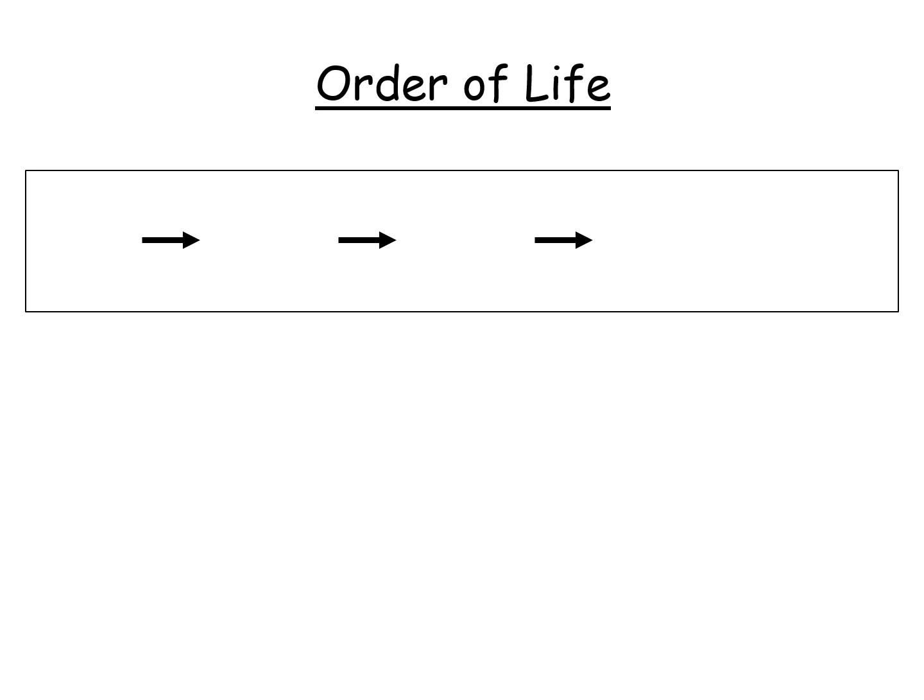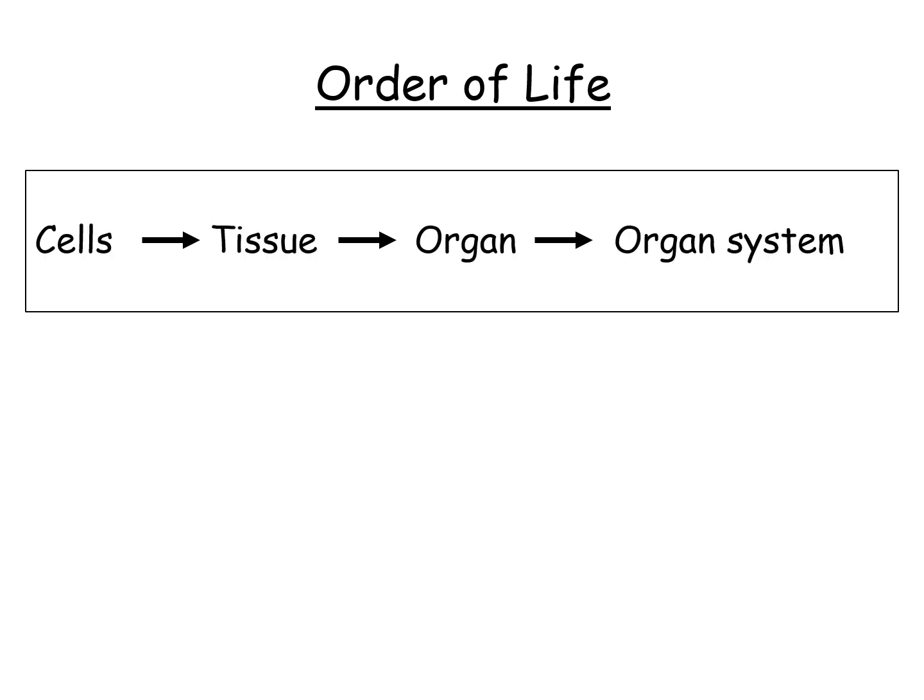Here we have a summary of what we call this order of life, looking at how cells progress up into organ systems. To recap this, we've said that cells join together to form tissue. Multiple tissues join together to form an organ. And finally, multiple organs work together to complete a specific job in an organ system.